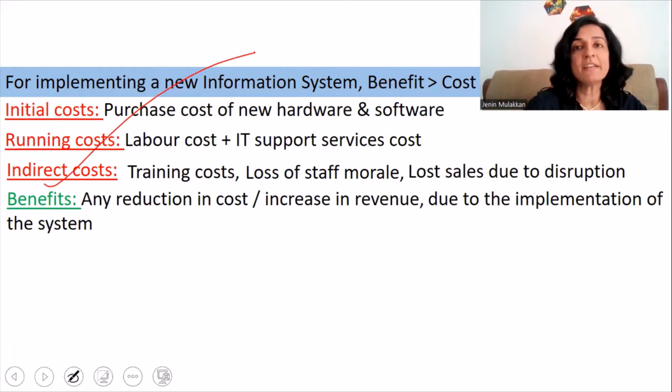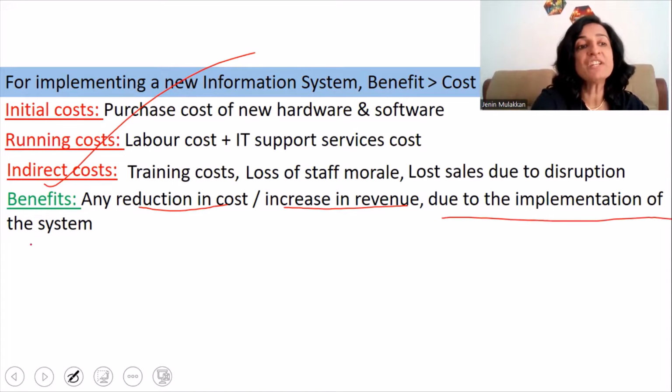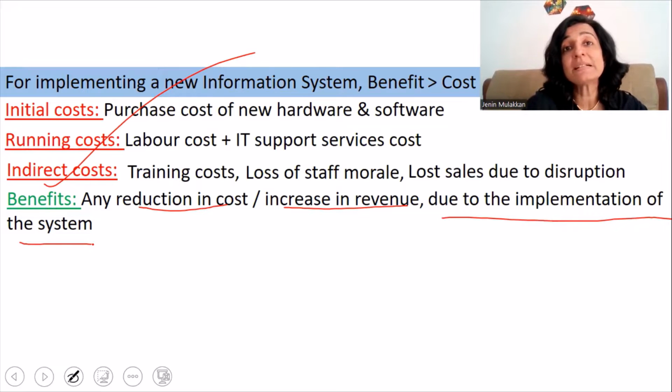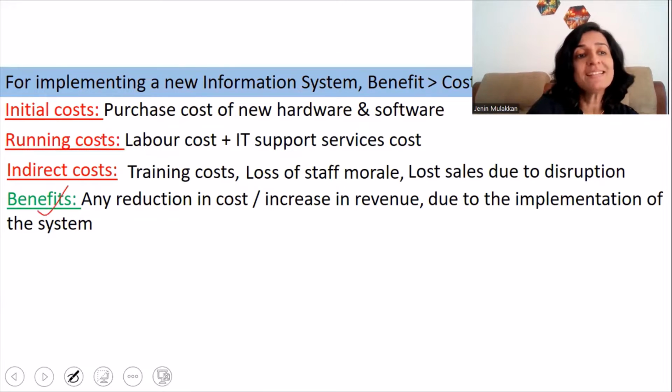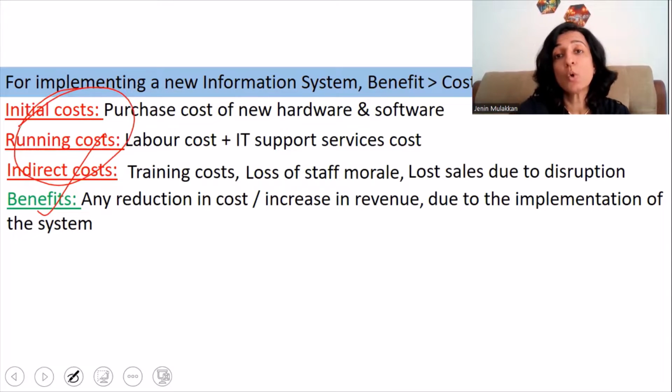Now coming to the benefits. Any reduction in cost or increase in revenue due to the implementation of the new system can be termed as a benefit. So whenever you're given a question relating to the implementation of a new information system, always compare the benefits and the cost. Only if the benefit is greater than the cost, the new information system should be implemented.